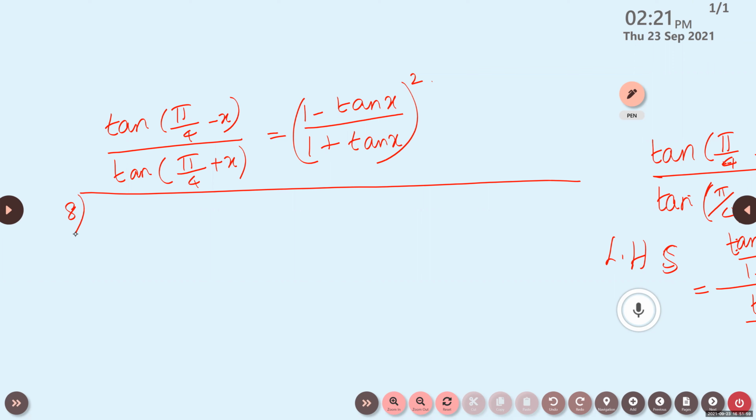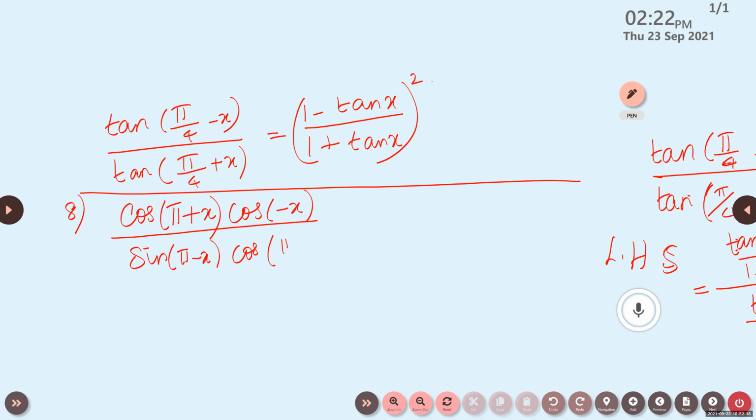Cos of pi plus x into cos of minus x by sin of pi minus x into cos of pi by 2 plus x is equal to cot square x. We have to prove this is equivalent to cot square x, isn't it? So here again, it is direct formula application.